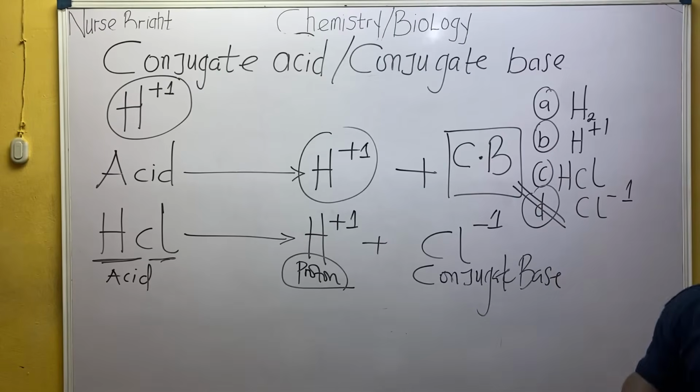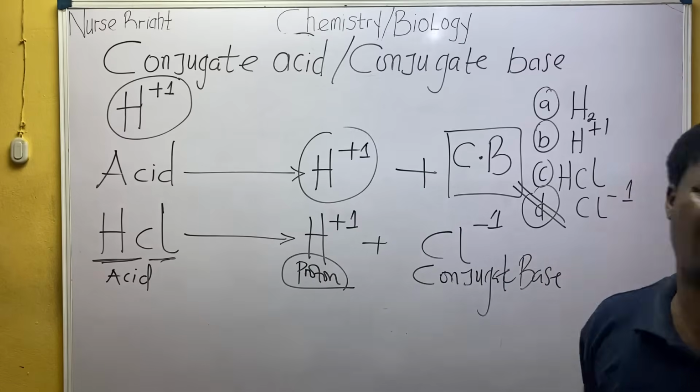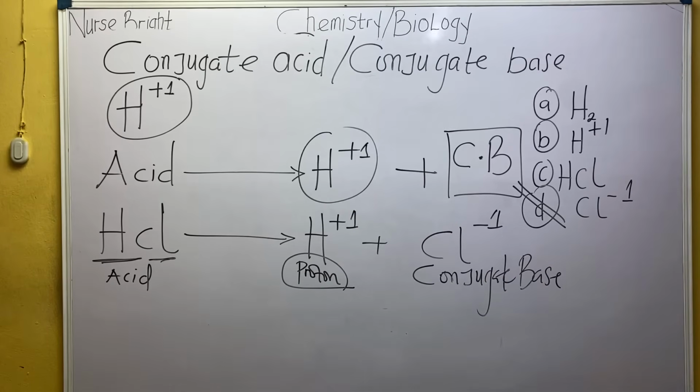And how is a conjugate base formed? It is formed when an acid donates a proton. What remains is the conjugate base. Class, is it making sense?